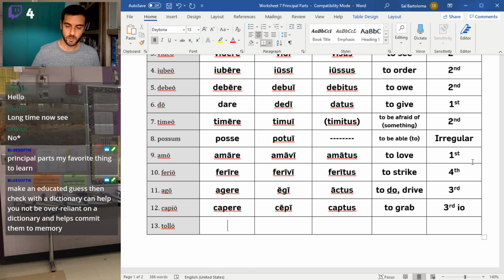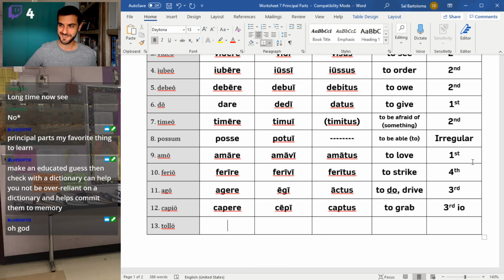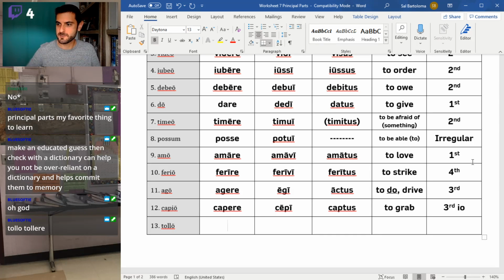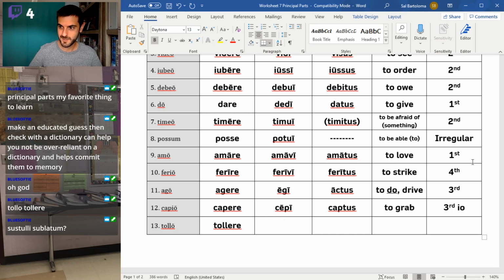And I always go to tollo, and Giancarlo, you're in the chat, so give us the principal parts of tollo. See if you've got these memorized. I always go to this verb because it's so weird. You remember him? I hear you frantically typing on Whitaker's Words. Yeah, it's tollo, tollere. We got the first two. Drum roll. Nice. Yeah, one S, or one L rather.